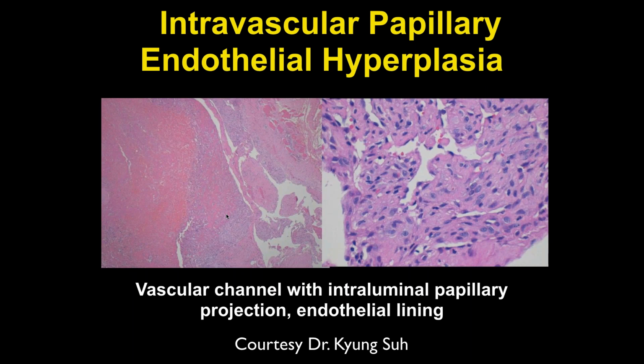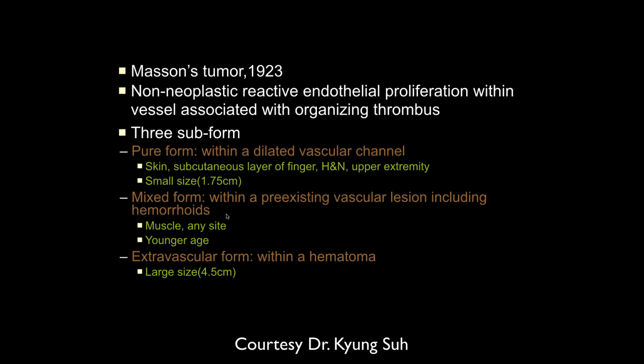So this papillary is a true hemangioma. We use the term for it, but it's probably better to call it hyperplasia. It's a benign lesion of the blood vessels, a tumor of the blood vessels. It's also called Masson's tumor. And there are varieties that have been described.